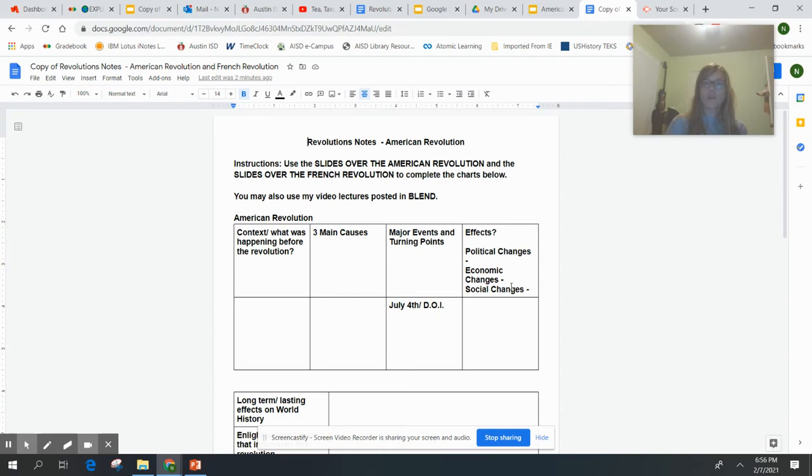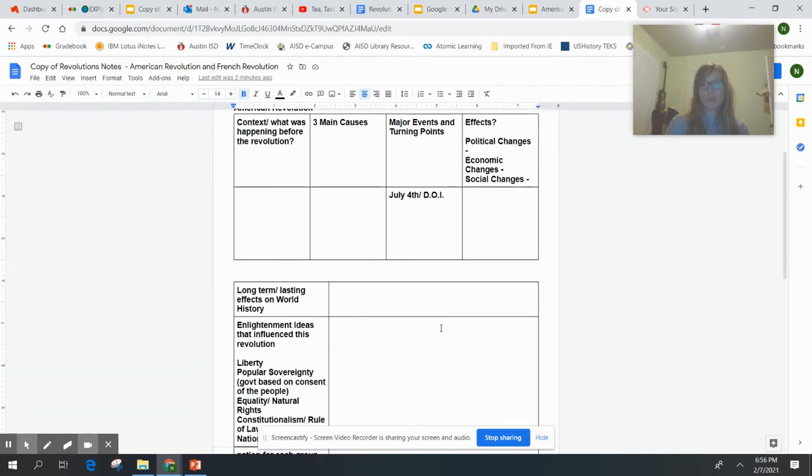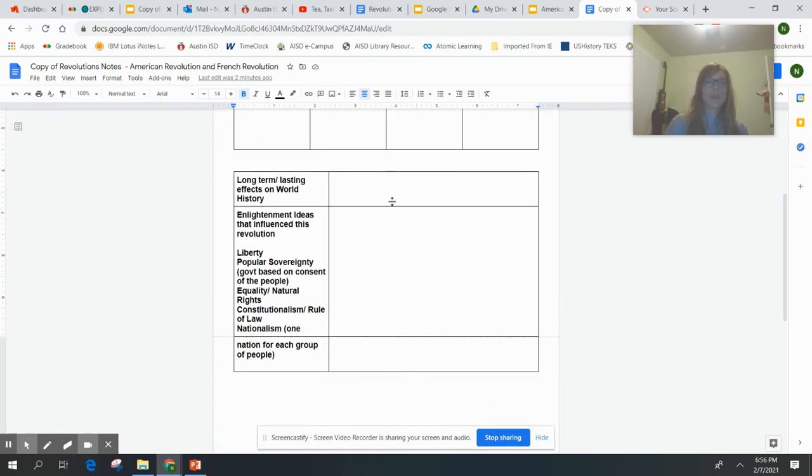And then also same thing with social changes. Did anything change with how people interact with each other in society? Did they still have the same low class, the same high class, the same middle class? Did certain people get more rights, or were people still largely excluded?